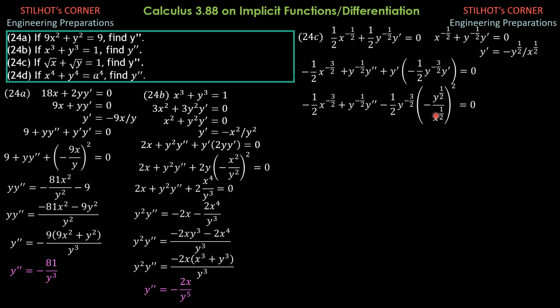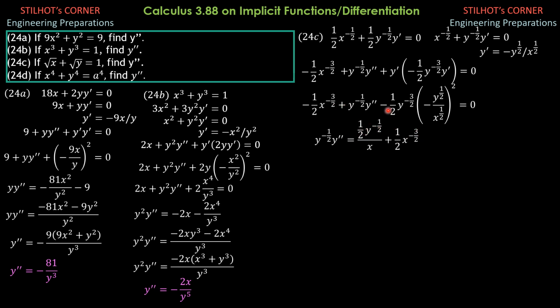So take note that if we simplify, this is negative 1/2 y to the negative 3/2 times y. So y to the negative 3/2 times y is y to the negative 1/2. Then in the denominator we have x. So y to the negative 1/2 y double prime equals 1/2 y to the negative 1/2 over x plus 1/2 x to the negative 3/2.